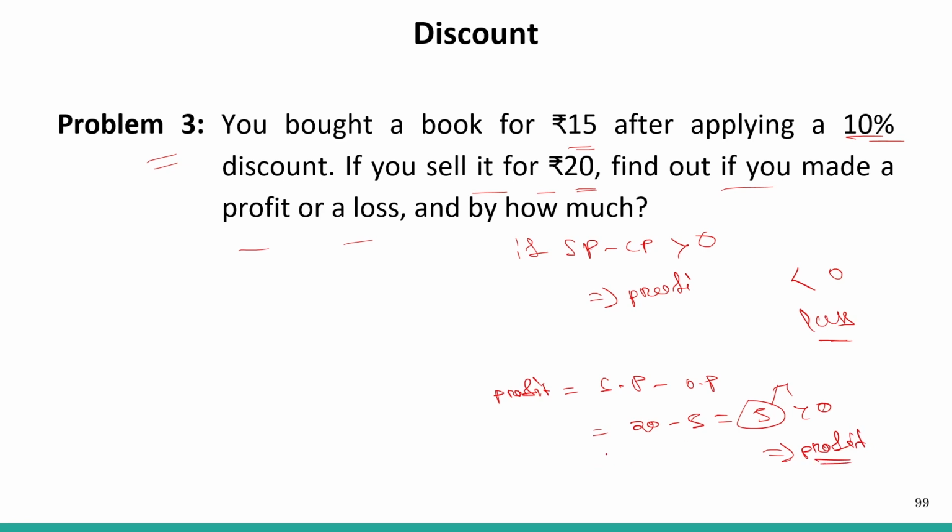And profit of how much? Okay, since the original price was 15, so 5 by 15 into 100. So that is equal to what? 1 by 3. So 33.3 recurring percentage. Okay, this much amount of profit in percentage I have made. And in terms of amount, it is 5 rupees. Okay.